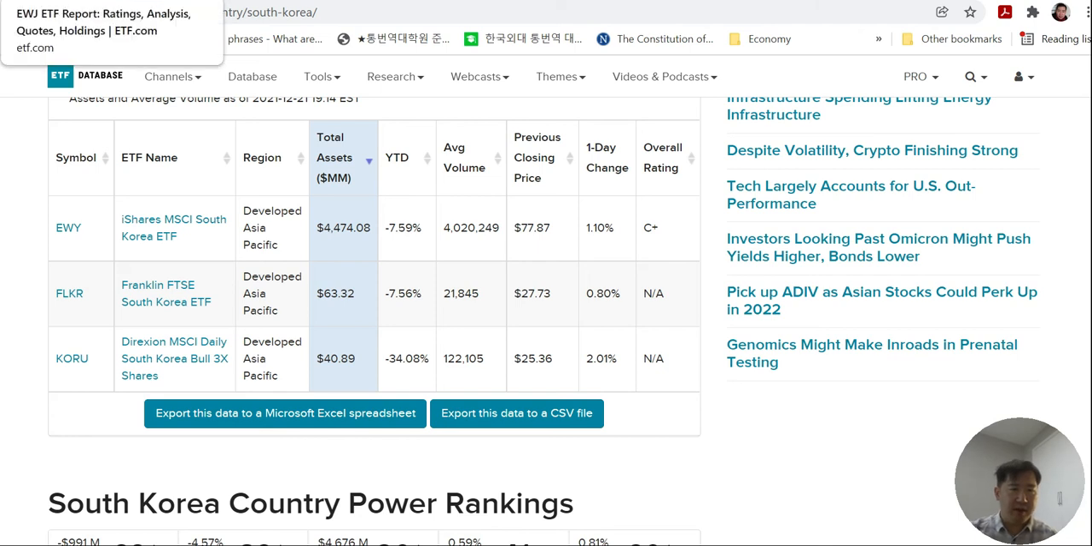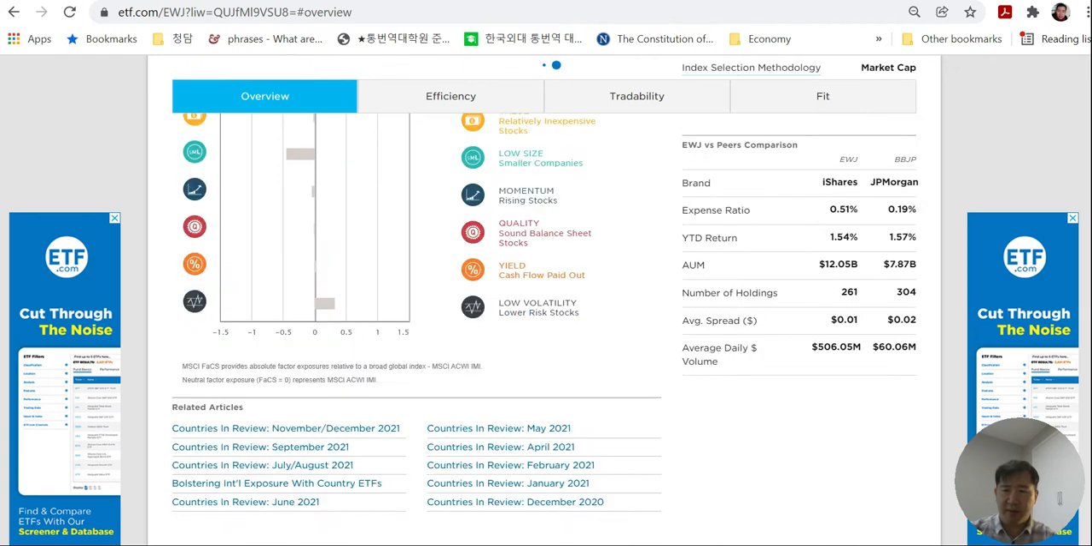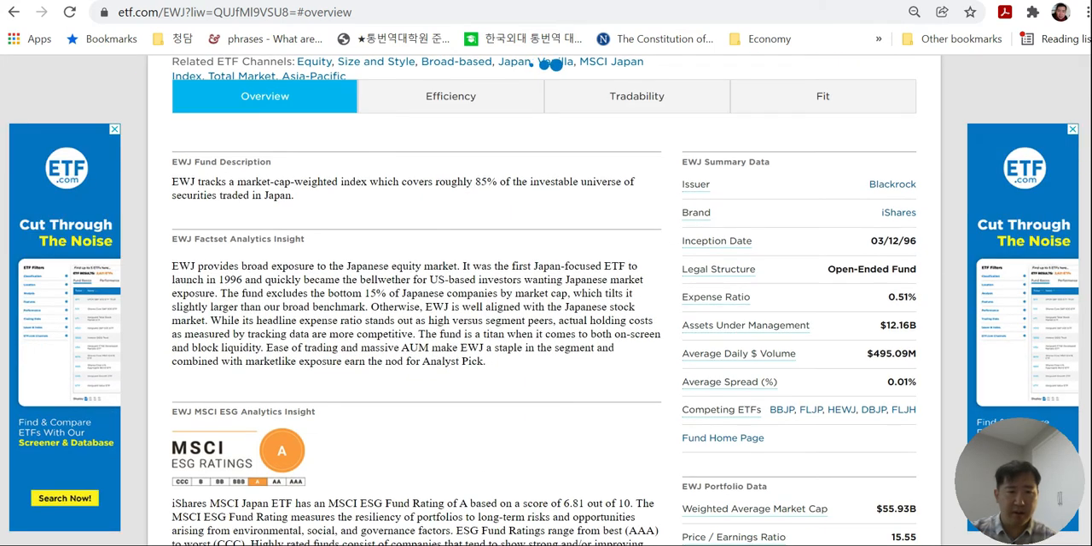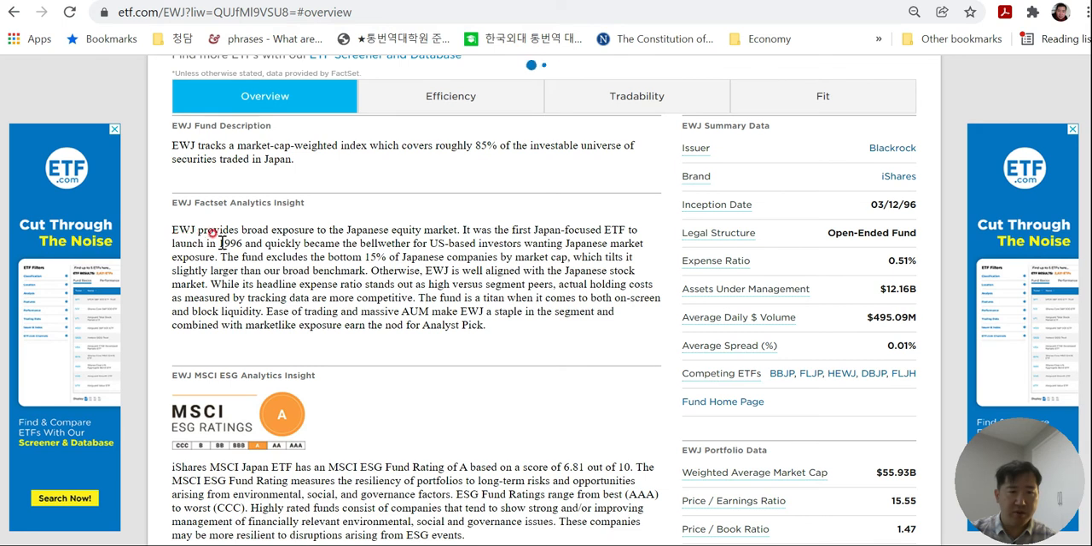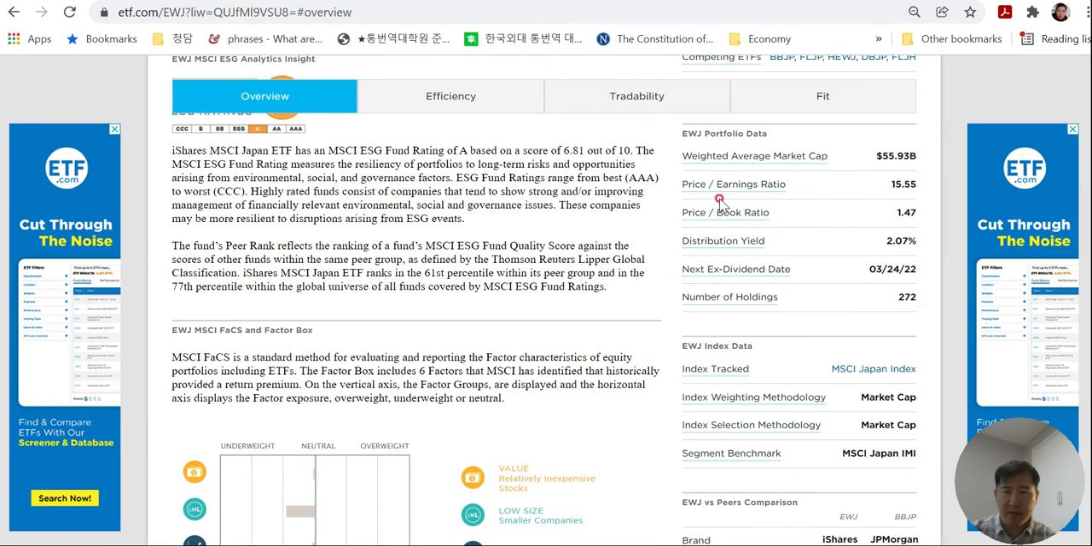So starting from EWJ, which is the Japanese ETF. Let's go through it quickly, okay? Anyhow, EWJ provides broad exposure to the Japanese equity market. And then let's go through this ETF. So PER is 15.5, almost 16, and 1.5 price to book ratio. And then let's just write down this one, okay?